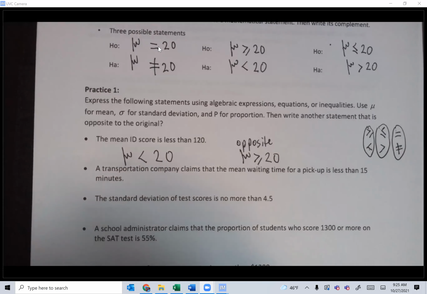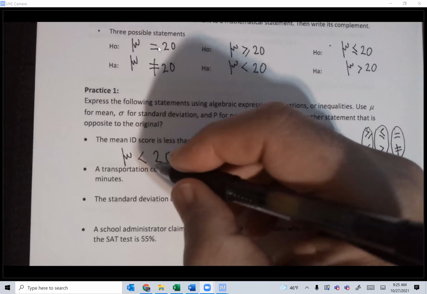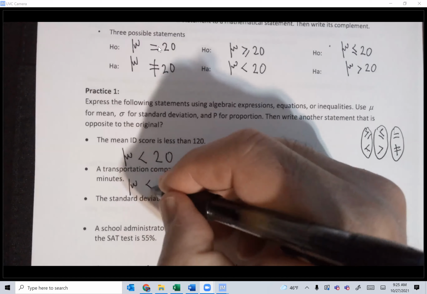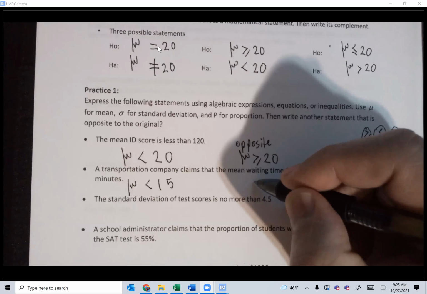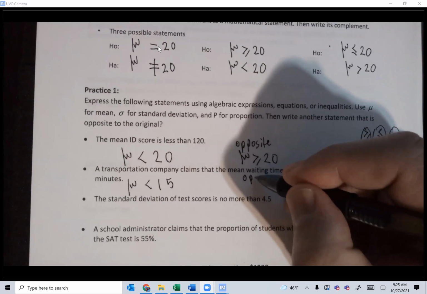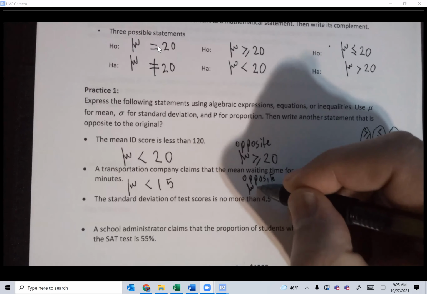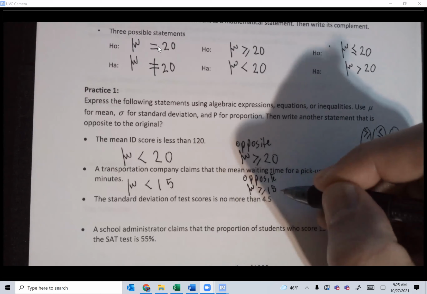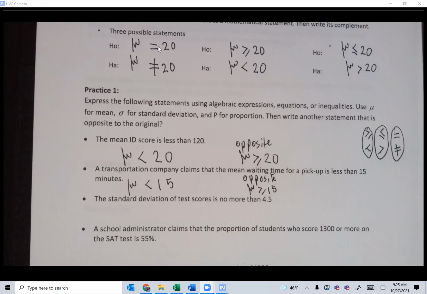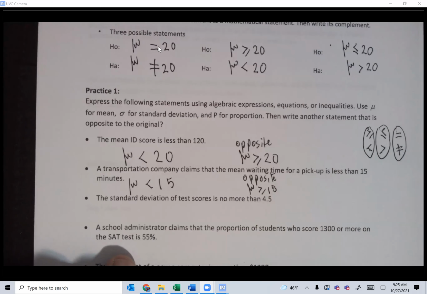A transportation company claims that the mean waiting time for a pickup is less than 15. It's the same thing, guys, as the previous one. And the opposite will be... I'm not putting H0 and HA yet. He didn't ask me for it. It's going to be in the next question.